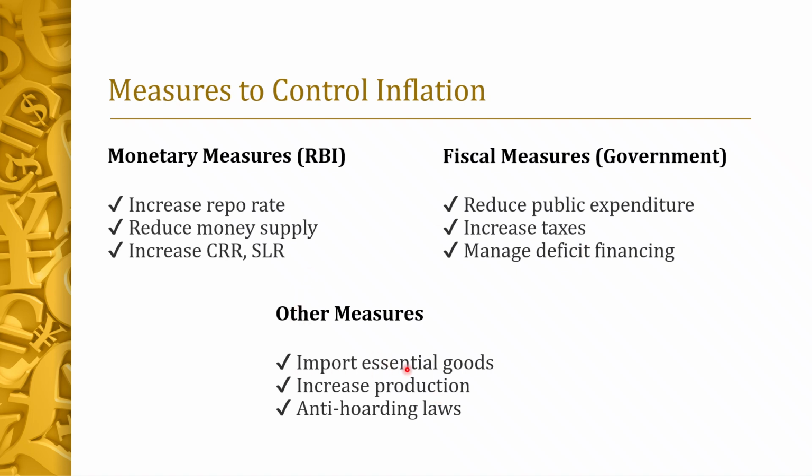And then finally, there are other measures like importing essential goods, increasing production, and anti-hoarding laws. Importing essential goods means that when supply shortage causes inflation, the government imports goods to stabilize the prices. Increasing production is nothing but encouraging the industries to produce more so that it helps reduce supply-side inflation. So inflation control requires tight monetary policies, responsible fiscal policies and effective supply management.